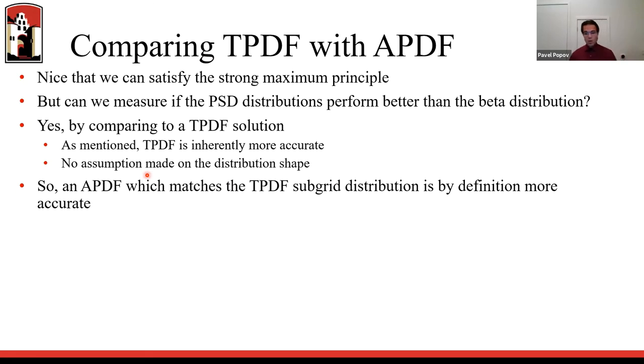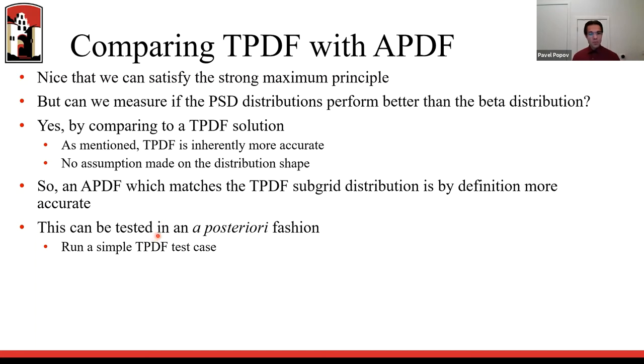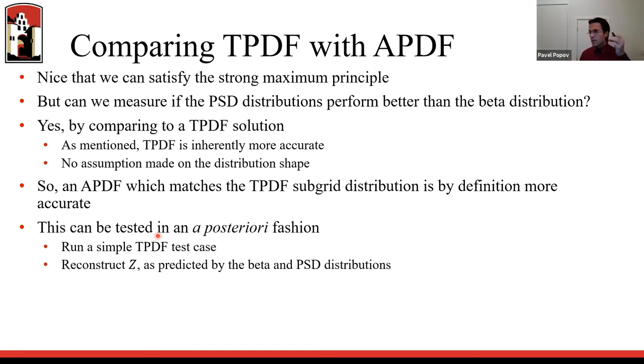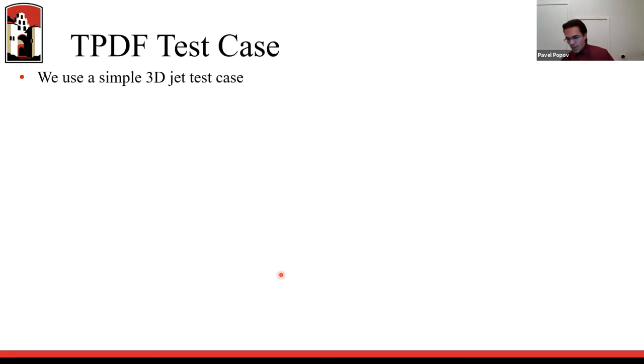So therefore, if we have two assumed PDF solutions and one of them matches a transported PDF solution better in terms of the subgrid distribution, then that assumed PDF solution is the more accurate one because the assumption is just better. Okay, and we can test this simply in an a posteriori fashion, basically just run a simple transported PDF test case and take at a point the mean and variance of the mixture fraction. Reconstruct the assumed PDF distributions given by the beta and the PSD distributions, and see which one matches the transported distribution better. Okay, so let me introduce our test case. It's a simple 3D jet test case.